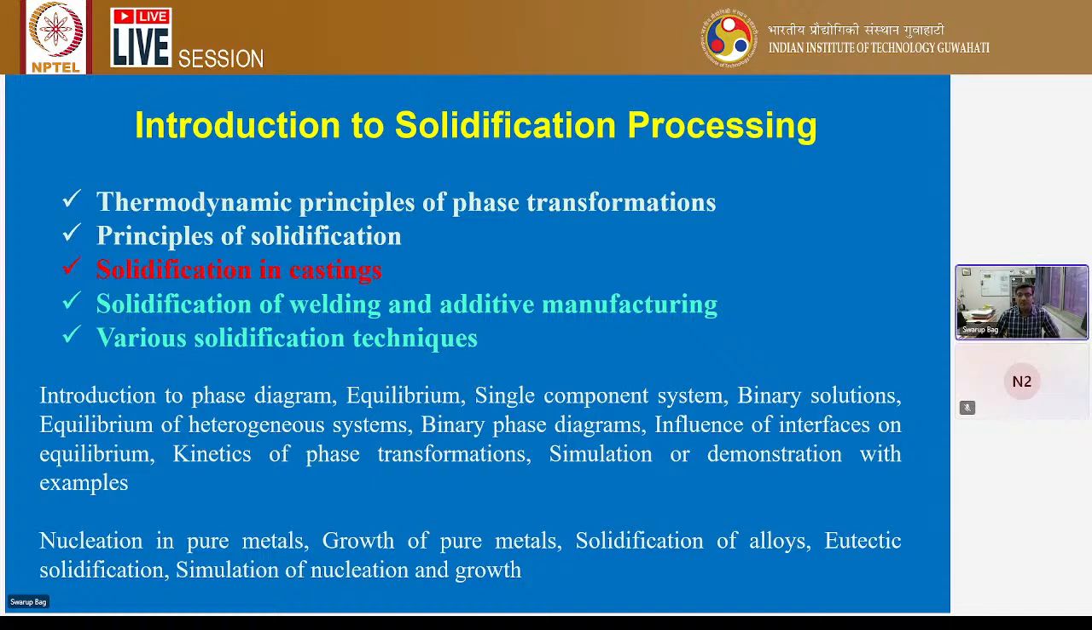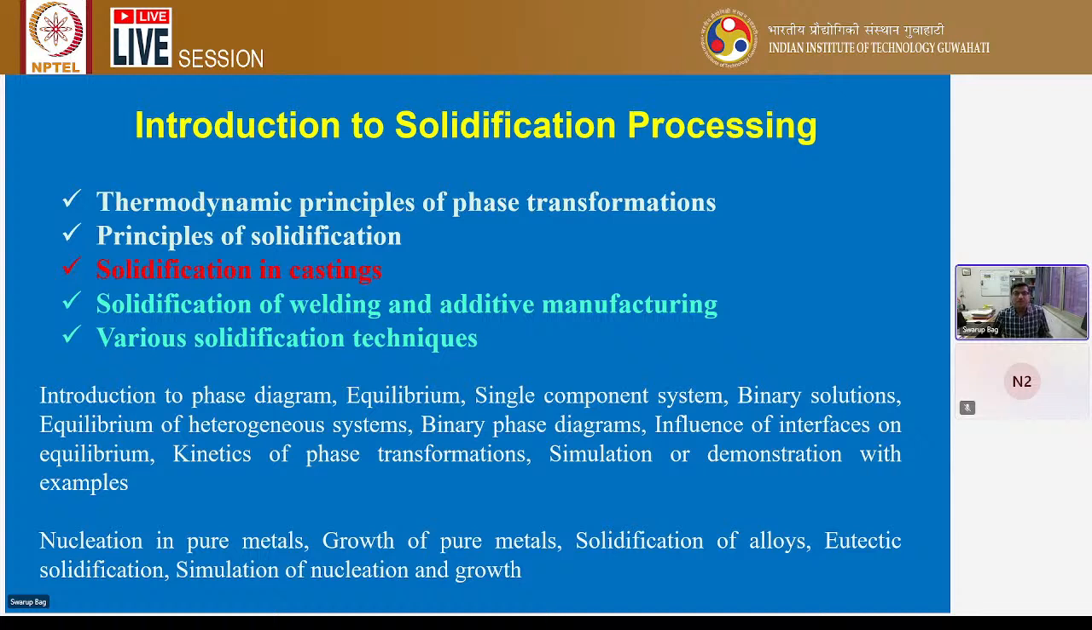And then the principles of solidification basically cover nucleation in the pure metals, the different types of nucleation that occur, growth of the pure metals, solidification of the alloy, eutectic solidification, and simulation of nucleation and growth to understand in a better way the solidification processing associated with the different manufacturing processes. So mainly in the manufacturing processes, casting and welding, we can find the applications of solidification processing.